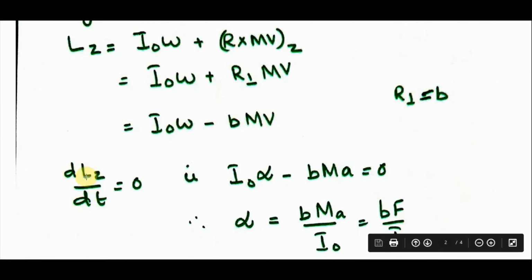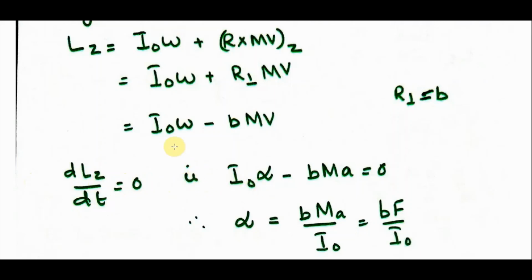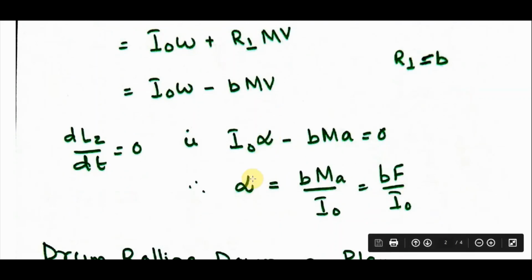Now, the rate of change of angular momentum along the z direction is equal to 0 because torque is 0. That is, you take d by dt of the right hand side also. So you get I0 d omega by dt, which is alpha, minus B into M into dV by dt, which is A. So that is what is written here. So this you can rearrange and get the expression for alpha equal to B M A by I0. That is equal to B F by I0.